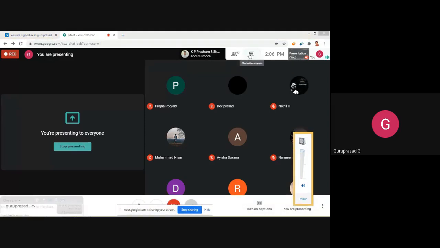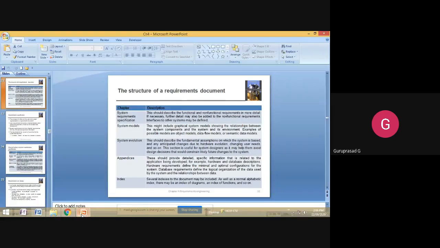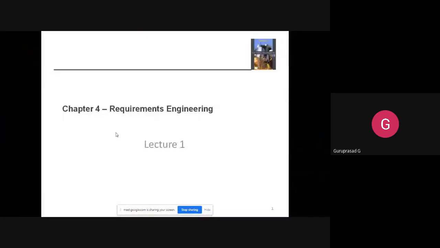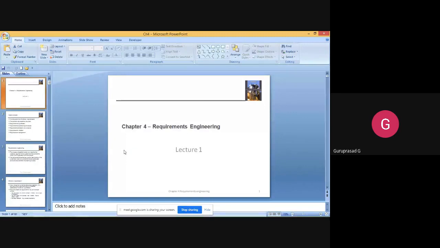Okay, so we are in module number one. We had started with chapter number four. I hope you can see the PPT on the screen. Okay, fine. So we started with requirements engineering.